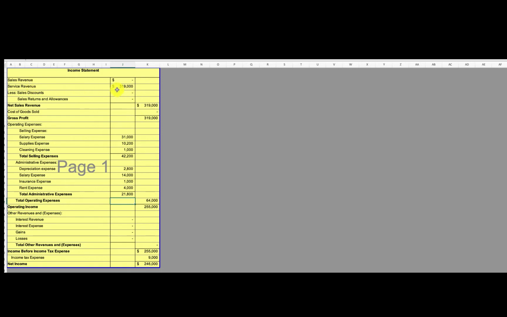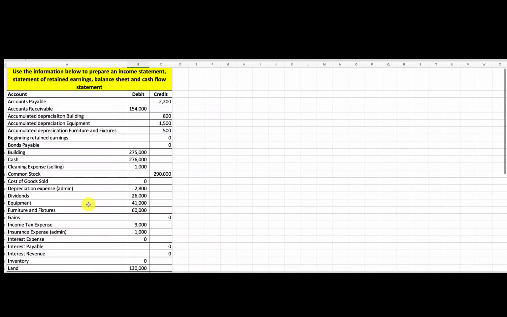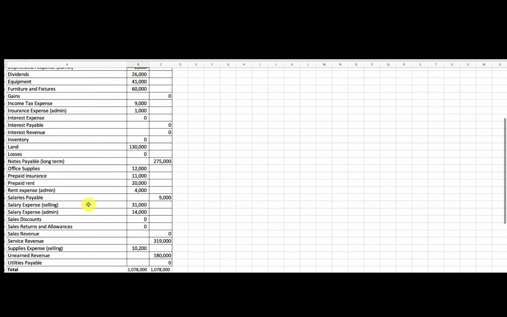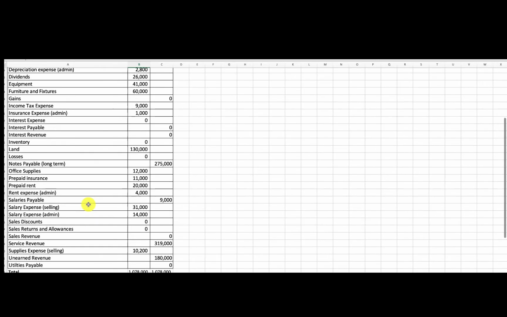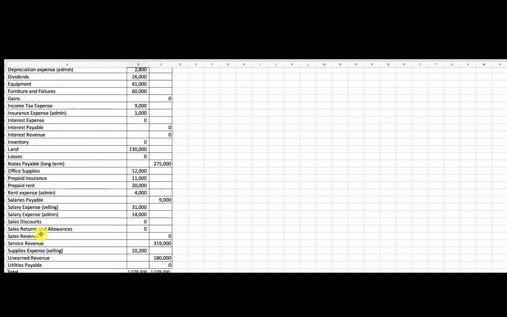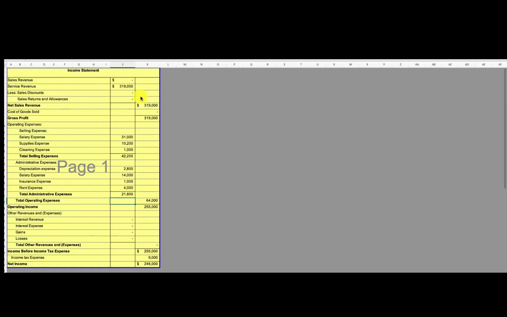And so you're going to look for sales revenue, service revenue. So you're going to come over to the trial balance. You're going to look for service revenue and sales revenue. So here you have sales revenue is 0, service revenue is 319,000, and I'm going to bring over 319,000. Okay, right? So sales revenue plus service revenue less sales discounts less sales returns and allowances gives you net sales revenue. So the first two you add, these two you subtract, and that gives you net sales revenue.